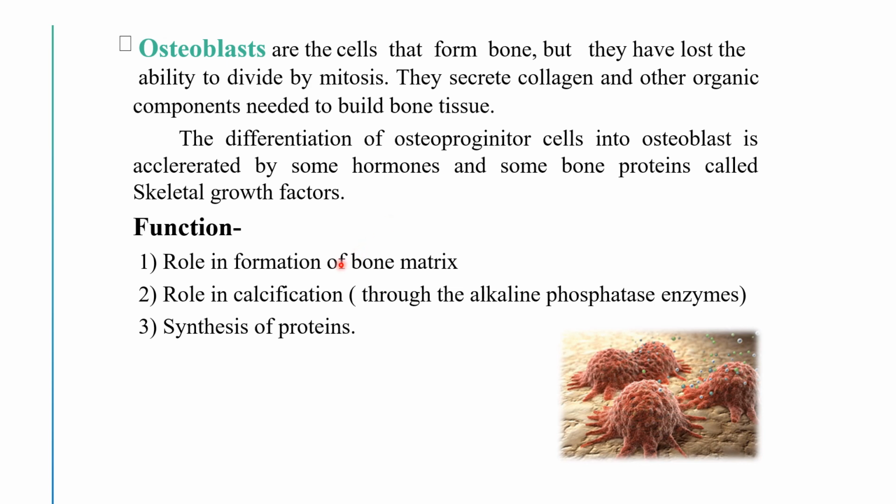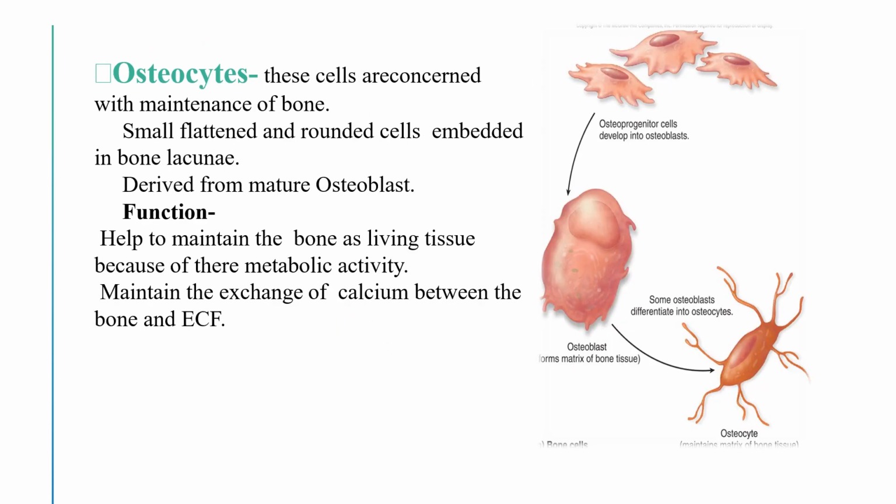And the function of these osteoblasts is formation of bone matrix and calcification through alkaline phosphatase enzymes and synthesis of proteins. And the osteocytes are the cells concerned with maintenance of bone tissue, small, flattened and round cells embedded in the bone lacunae. And these are derived from mature osteoblasts. Okay, so osteocytes are nothing but derivations of osteoblast cells, which are flattened, rounded cells embedded in the bone lacunae. So if you can see here, these are the progenitor cells which develop into osteoblasts, which form the matrix of bone tissue, and some osteoblasts will differentiate into osteocytes.